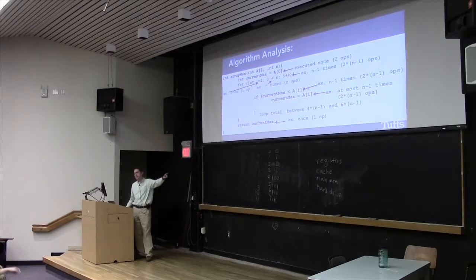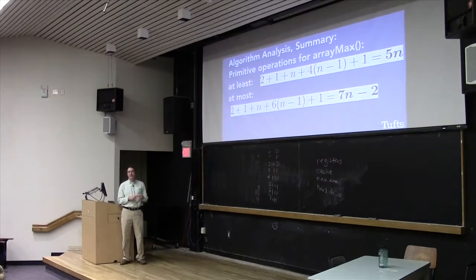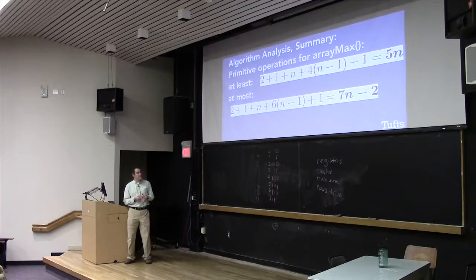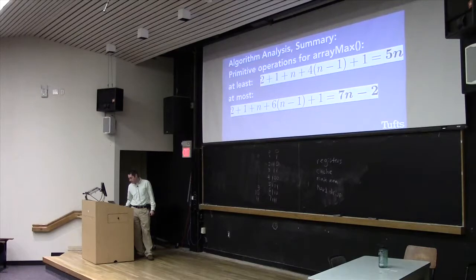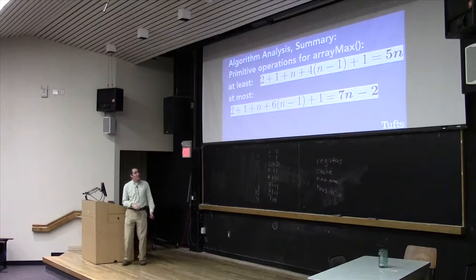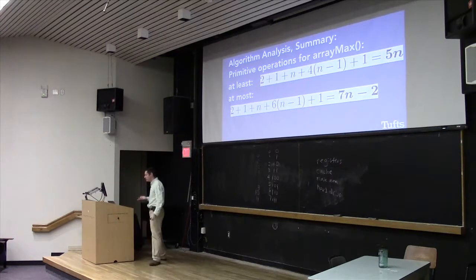All right, let's add all this up. We're going to take all those numbers and add them all up. This is what it looks like. You add up the 2 from the initial setting current max equal to the array and dereferencing the array. Then you add 1 for setting i equal to 1. Then you add n because that's how many times through the loop it goes, et cetera. And you add all these up. In the least case, you've got 5n operations here. And at most, you've got 7n minus 2 operations. Not a particularly fun number to work with, but it's all right.